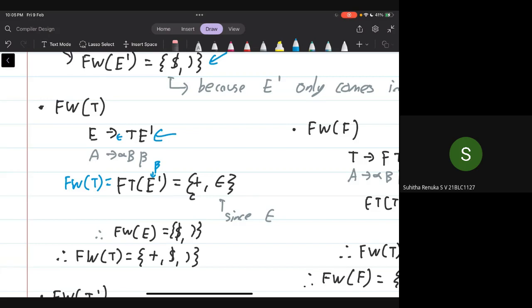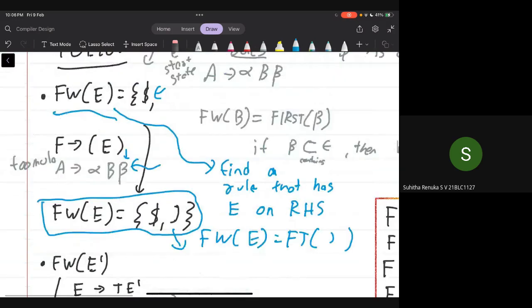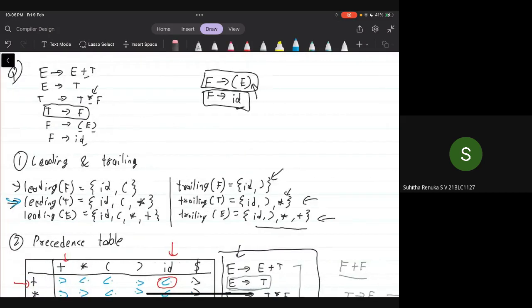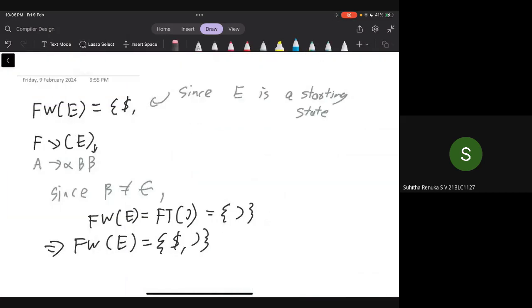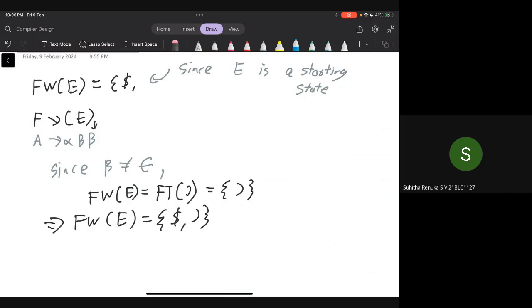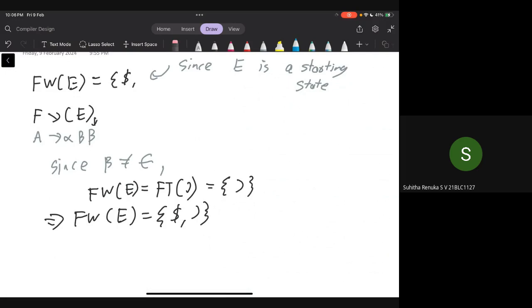Since beta is not equal to epsilon, we need to find the first of beta. That's what we did last time. For the first one, look, since beta is not equal to epsilon, we took first of beta. Always, if beta is not epsilon, you need to take the first of beta.